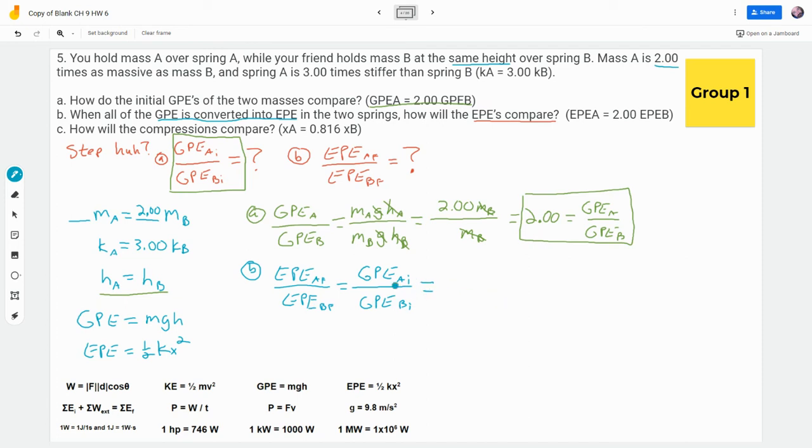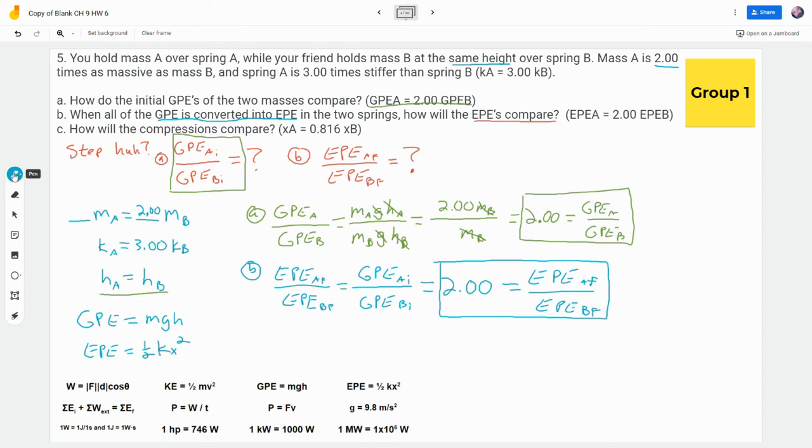All right, well, I already know what this equals. GPE of A over GPE of B ends up equaling 2. So that's my answer. No more math needed for part B. Part B was easy. Oh, sorry. That's a final. A B final. Yep. That's where I'm drawing the box. Okay, so we have that.